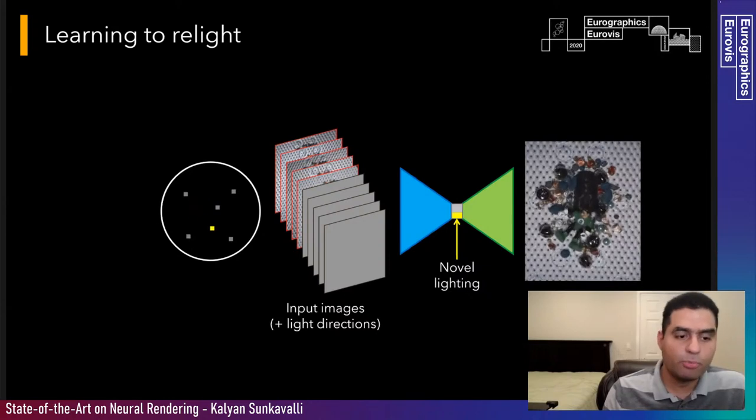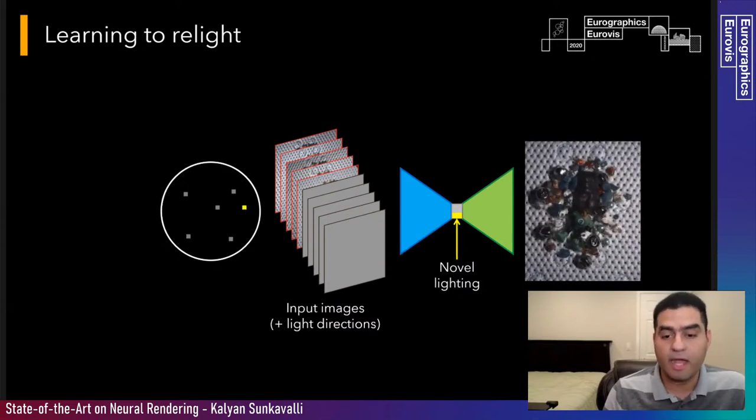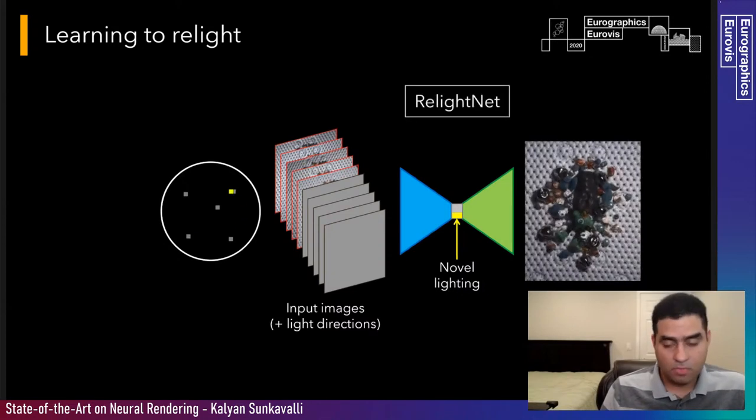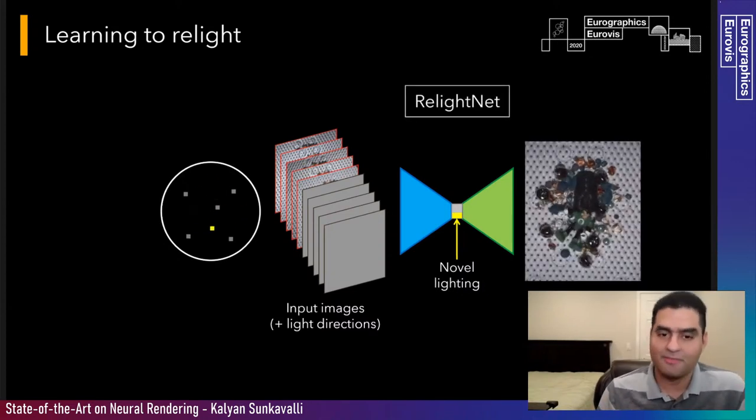As the novel lighting direction moves around on this hemisphere, our network synthesizes new images that correspond to that novel lighting condition. We call this network RelightNet. I mean, it's a fairly obvious name.